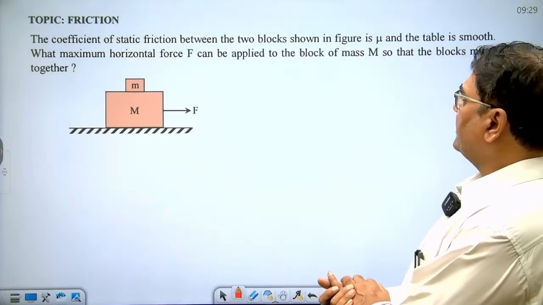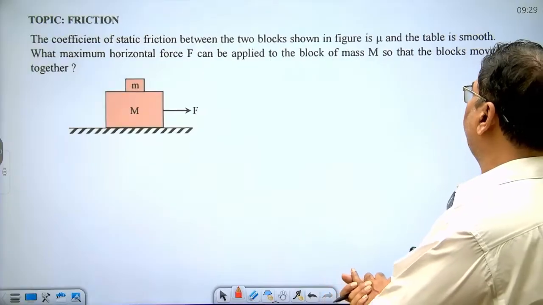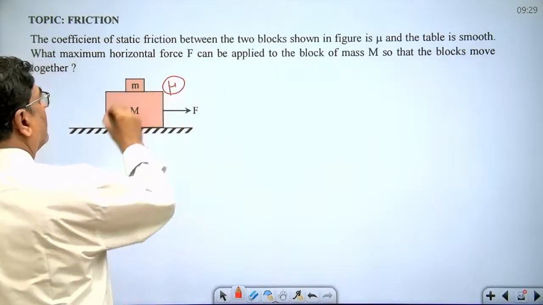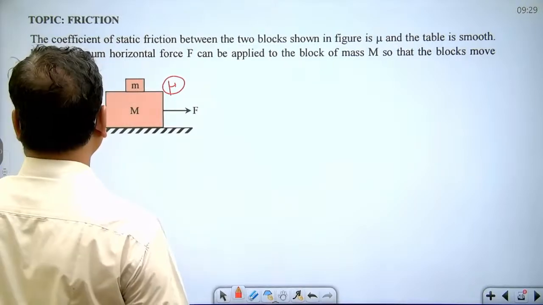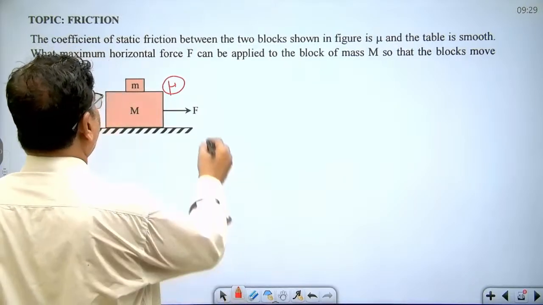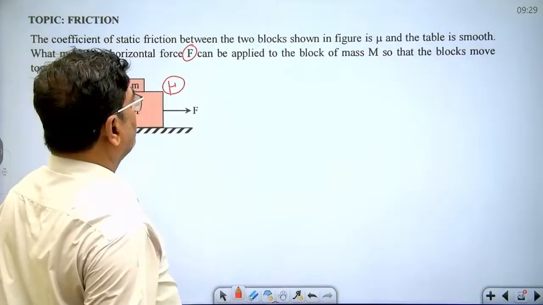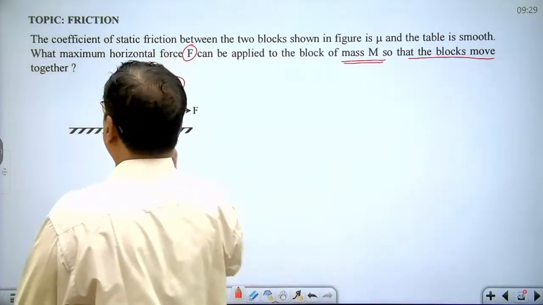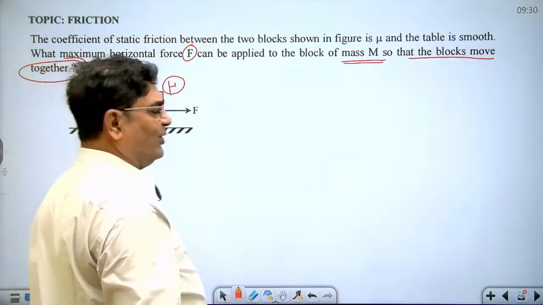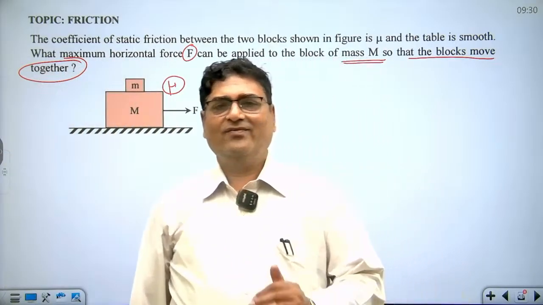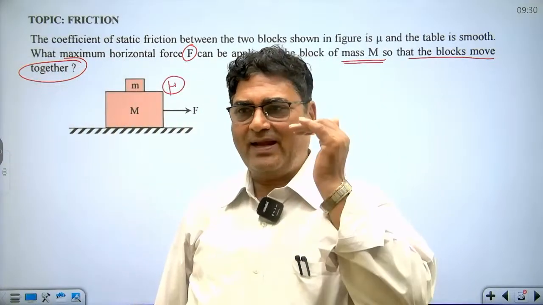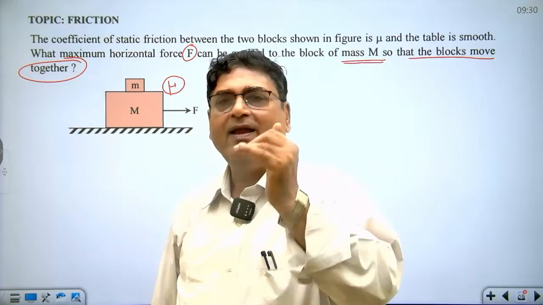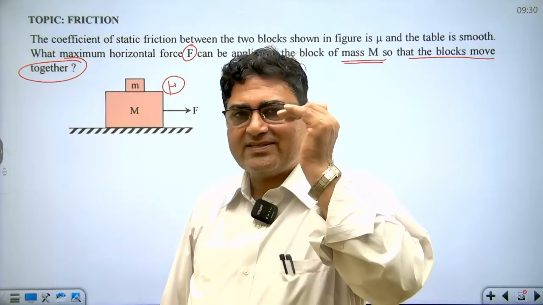The coefficient of static friction between the two blocks shown in figure is mu, and the table is smooth. What maximum horizontal force F can be applied to the block of mass M so that the blocks move together? Blocks move together. Together means what? Frictional force between small m and capital M should be static in nature.